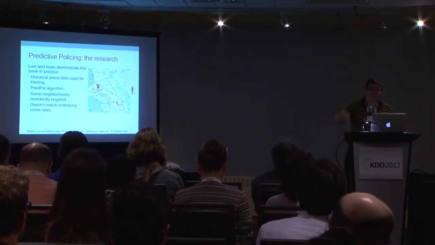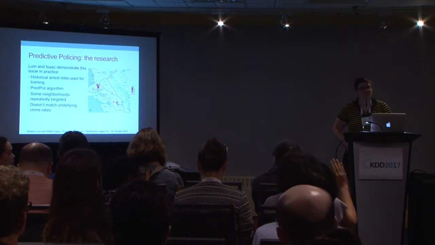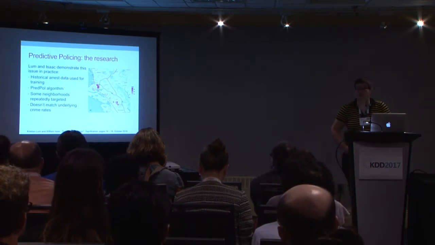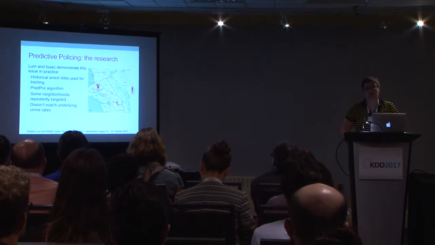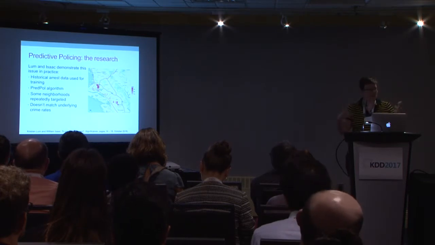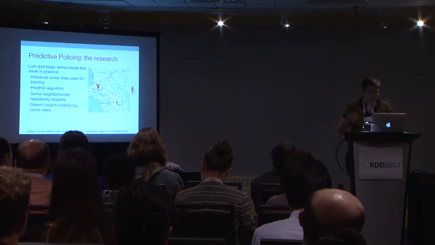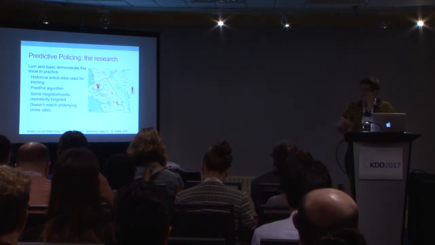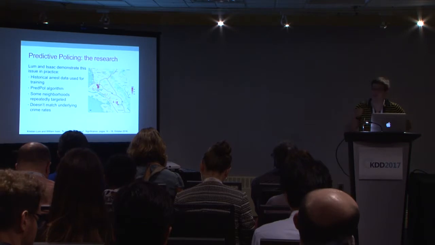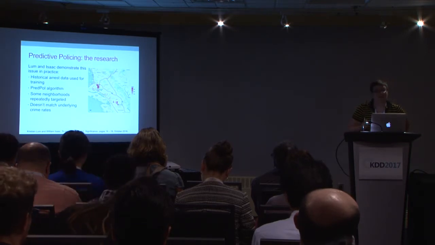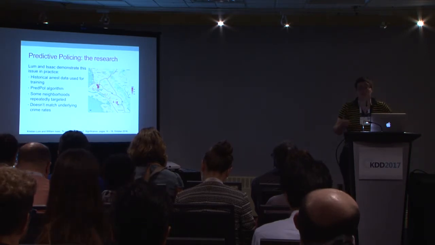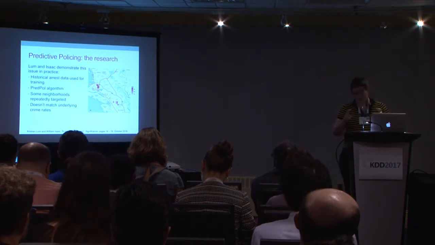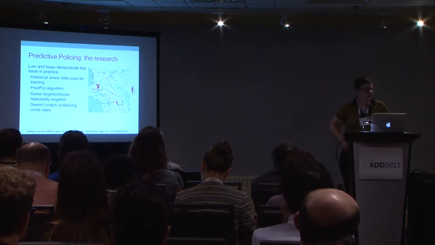Kristian Lum and William Isaac, Kristian is right here, did some nice research last year to demonstrate this issue in practice. Until this paper, people had been saying, oh, predictive policing, this seems worrying, but we hadn't actually seen empirical evidence that it was worrying. Their paper last October was able to show that, in fact, this effect does happen. More specifically, they were looking at historical drug arrest data and comparing that to predicted drug usage as an underlying true crime rate for drug use.